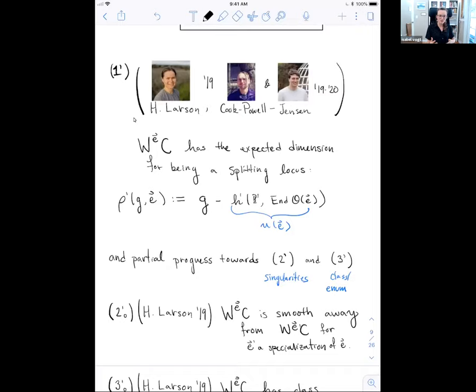Which you can write down again using just the numbers e_1 through e_k, you can write an explicit formula for this. But I'm going to just write it as this H1 to make it apparent that it comes from deformation theory. But it's not a determinantal expected dimension because it's not just a determinantal locus.